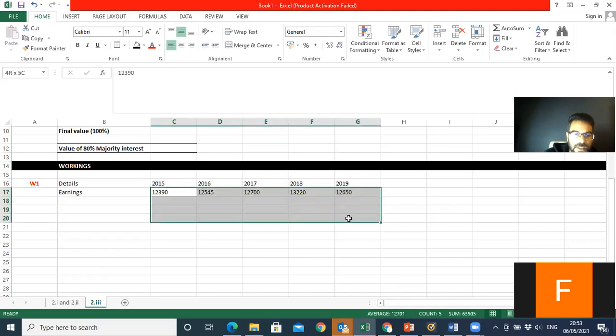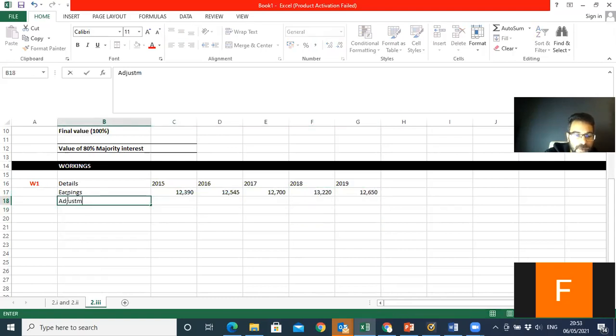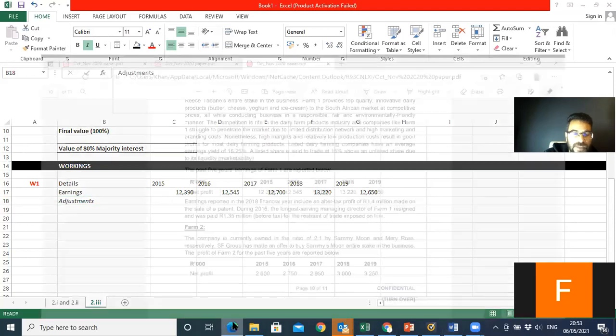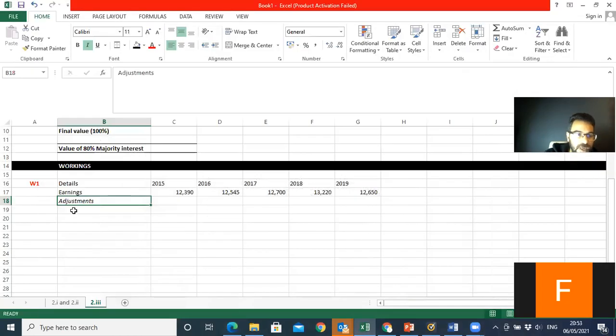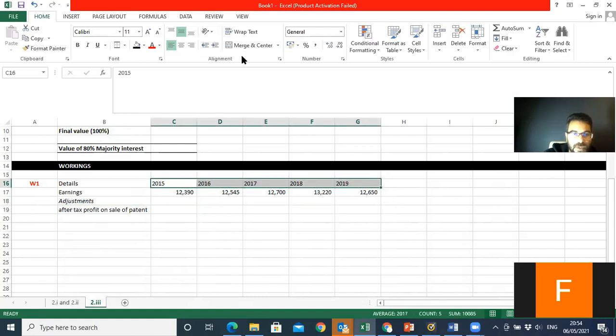Now we make the adjustments, the once-off adjustments. The first adjustment was in 2018. It was after tax profit on sale of patent. I cannot remember the number now. So the number was 1.4 million. Okay, these amounts are in thousands, so it's 1.4 million.